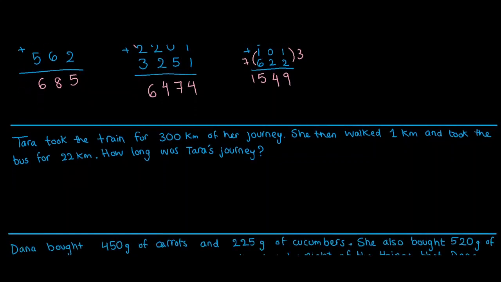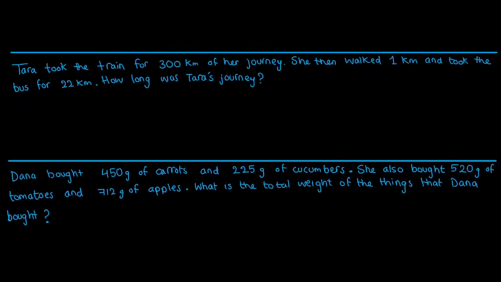We can also add numbers in problem solving. In this example, we see Tara took the train for 300 kilometers. I will underline this number because it's important. And then she walked for another 1 kilometer. And then she took the bus for 22 kilometers. How long was Tara's journey? We can find Tara's entire journey length by doing the following. 300 kilometers, because she started with that, and then 1 kilometer, and also 22 kilometers.